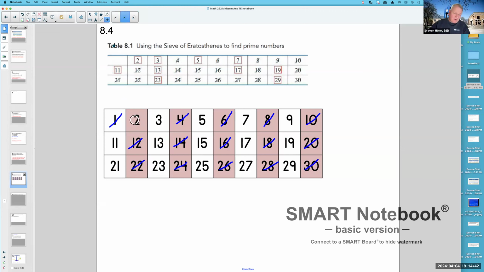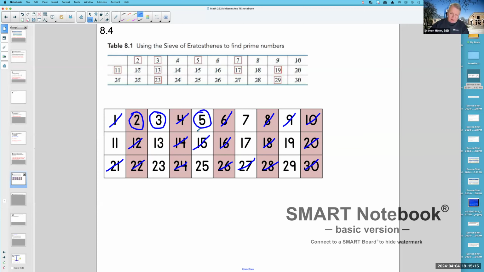You circle the primes. Sorry about that. When I started with 2, I should have said, okay, 2 is prime, and then I cross off all the other multiples of 2. And then 3 is also prime, so I cross out all the multiples of 3. I've already done 6, 9, already done 12, 15, already done 18, 21, already done 24, 27, already done 30. Okay, then 5 is prime.